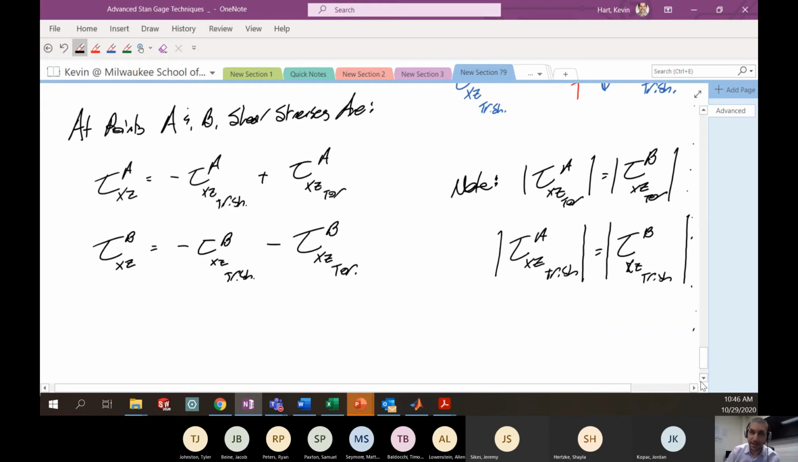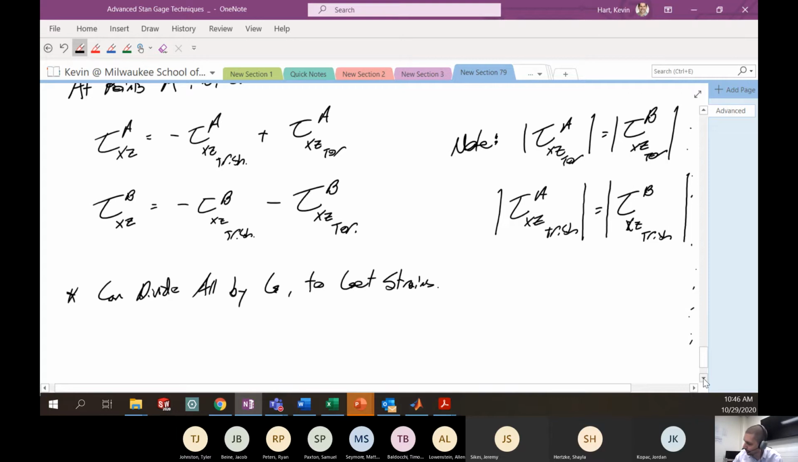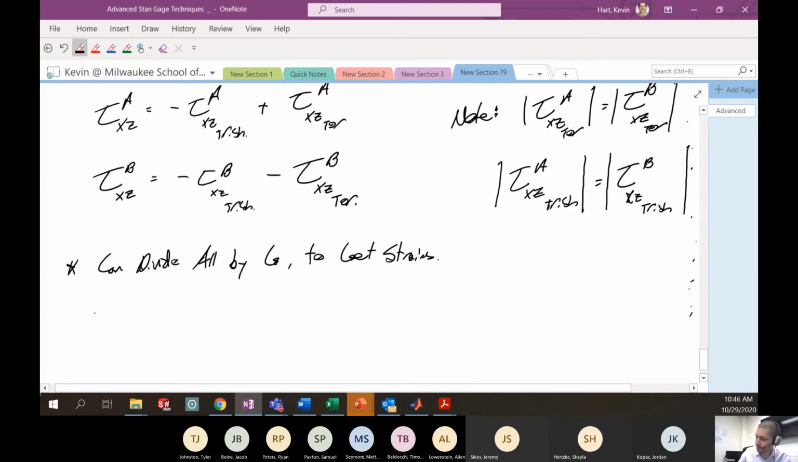Since we've talked about shear strain up to this point, we want to convert these stresses into strains. So let's talk in terms of shear strain. We can divide all by the shear modulus G to get strains. This just comes from Hooke's law. So we're just going to rewrite these in terms of the strains instead of the stresses.